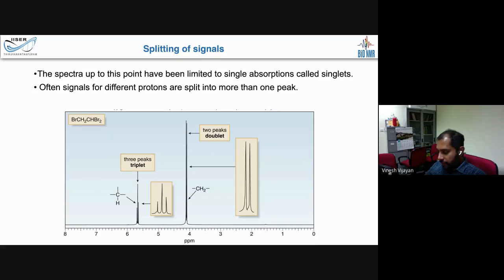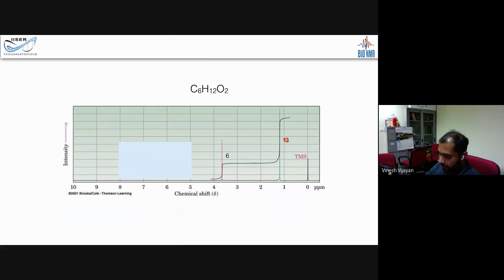Now we come to something that also has to do with the number of signals. It's called the splitting of signals, or the coupling between the nuclei. Okay, the spectra up to this point has been limited to a single absorption called a singlet. That is what we have seen here. This is a singlet. This is a singlet. We say 1.1 singlet peak, 3.8 singlet peak.